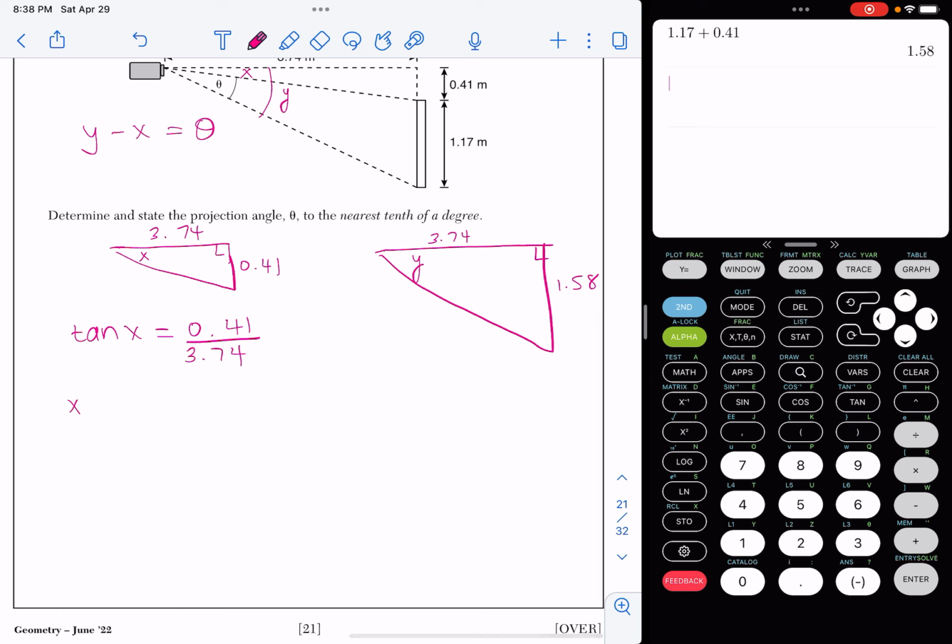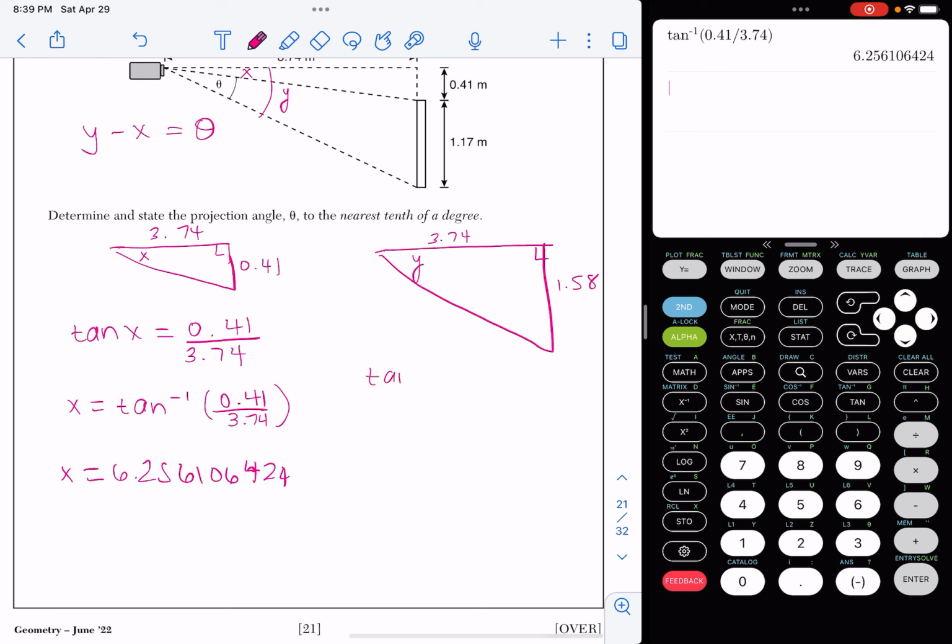When I am solving this, this is what it should look like. I'm doing inverse tangent. Anytime you're finding an angle, you're doing the inverse or opposite operation. And I'm going to put that in my calculator. So second button and then tangent, and then I have 0.41 divided by 3.74. And this is not my final answer, so I am not going to round anything. I'm just going to copy all of these numbers from my calculator screen.